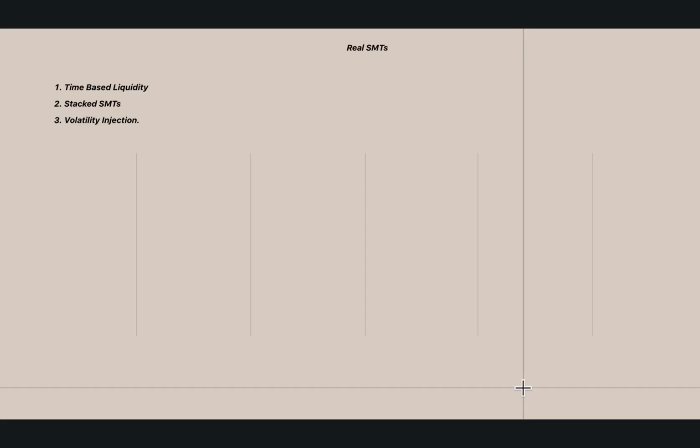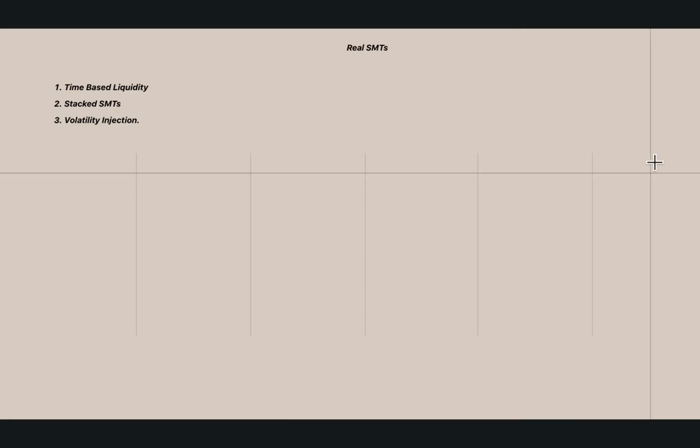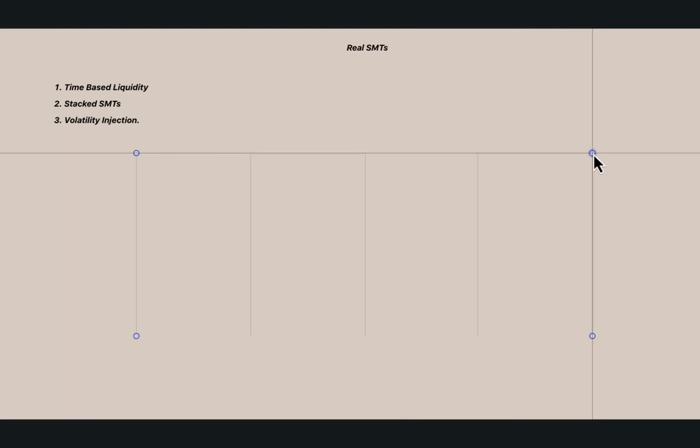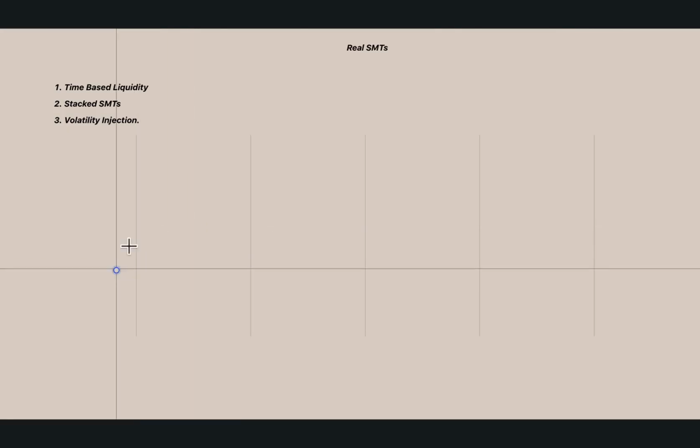And then the daily cycle, you're splitting up into 4, which is an Asian session, London session, New York AM session, and New York PM session. So I'm sure you get the gist. So whenever looking for a time-based liquidity, you're going to be looking for the high and low of every cycle.